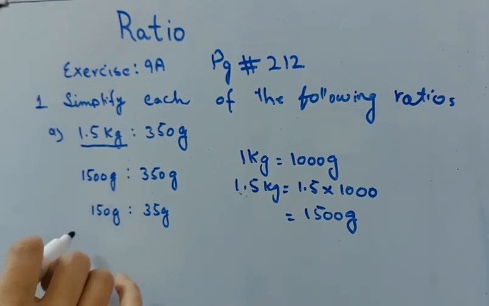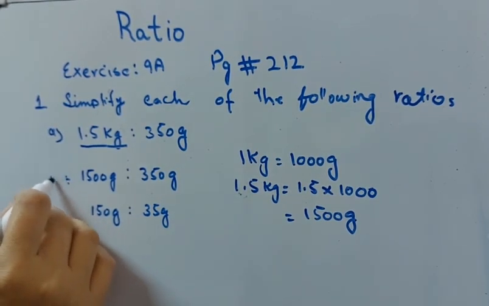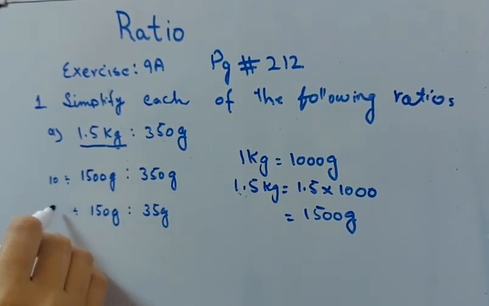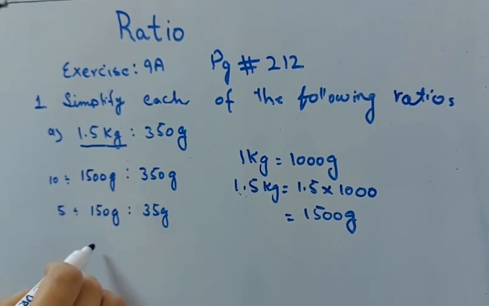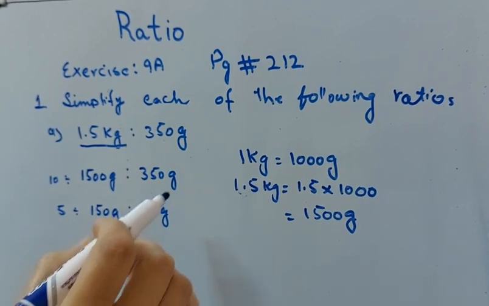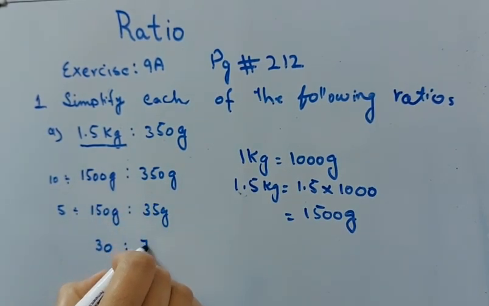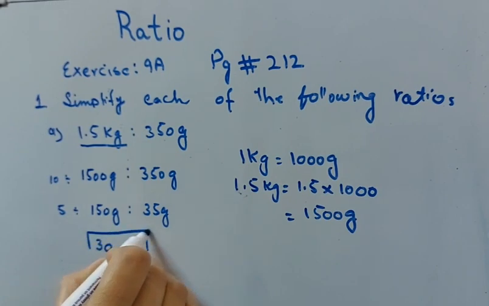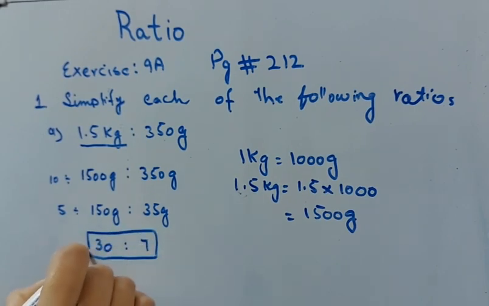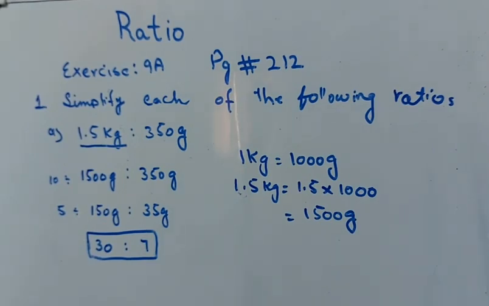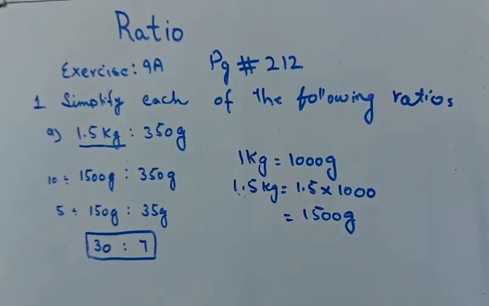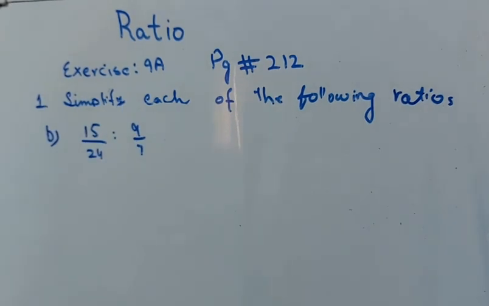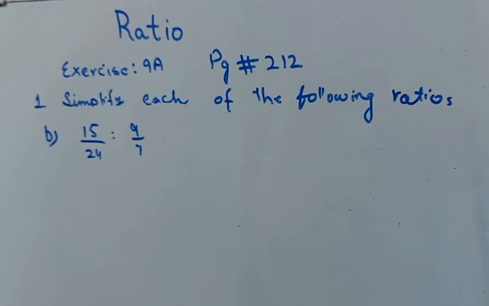Now both are divisible again, by 5 now. So when we divide with 5, 5 3s are 15, 0, and then 5 7s are 35. So this is the simplest form for the ratio 1.5 kilogram ratio 350 grams. Okay, now come to part B.